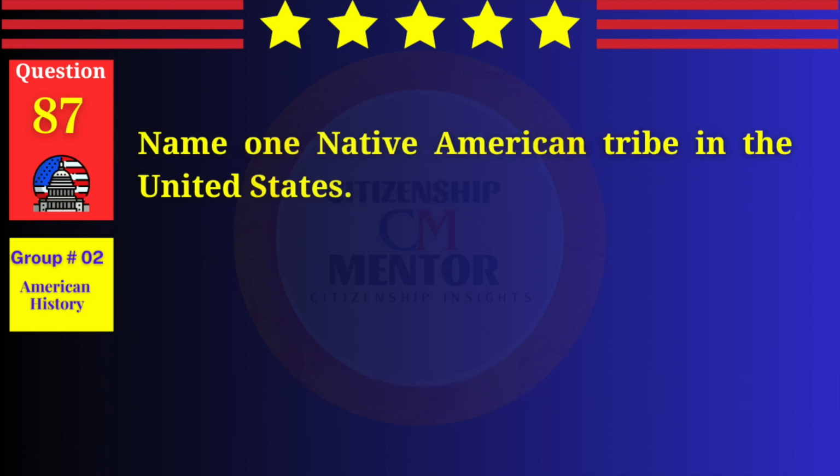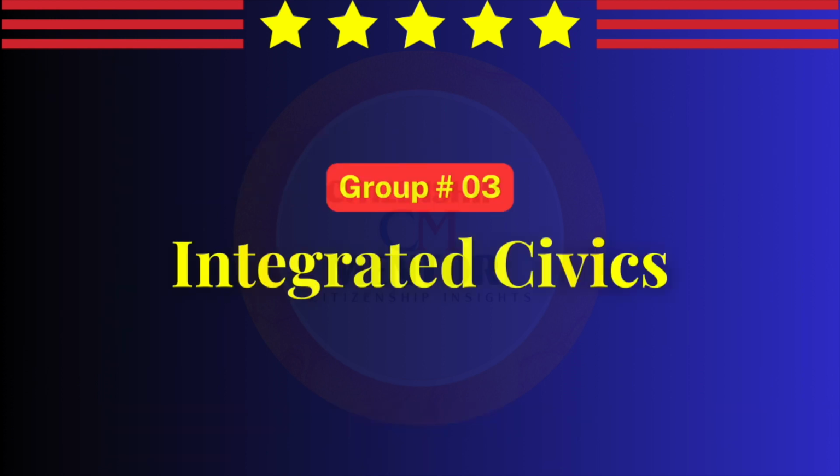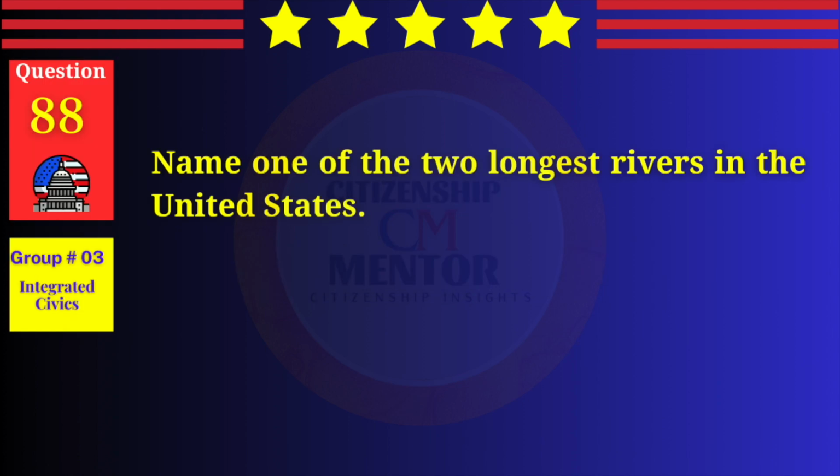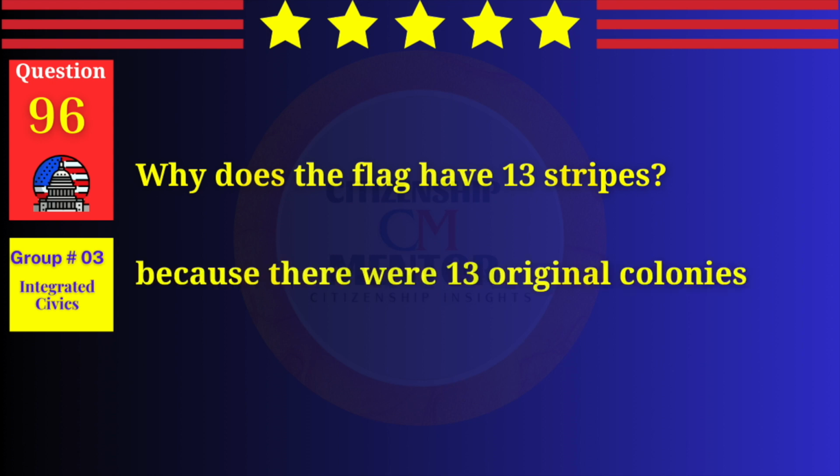Name one Native American tribe in the United States. Cherokee. Group 3. Integrated Civics. Name one of the two longest rivers in the United States. Missouri River. Why does the flag have 13 stripes? Because there were 13 original colonies.